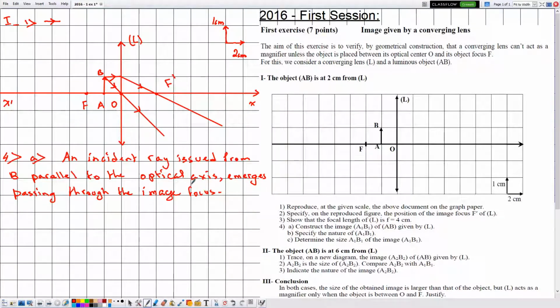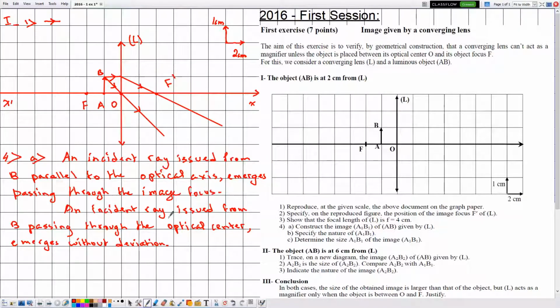Now let's justify the path of the second ray, which is passing through the optical center. So an incident ray issued from B passing through the optical center emerges without deviation. Okay, so this is the tracing and the justification of these two rays.